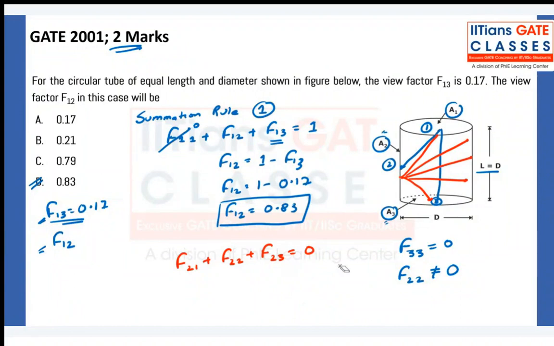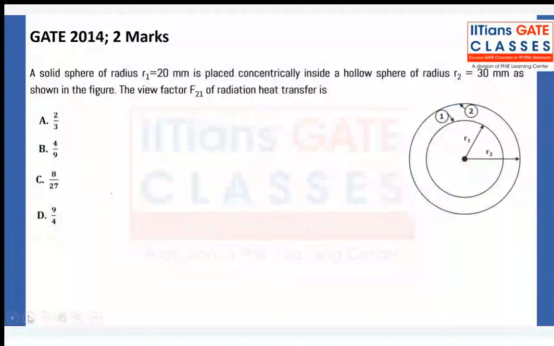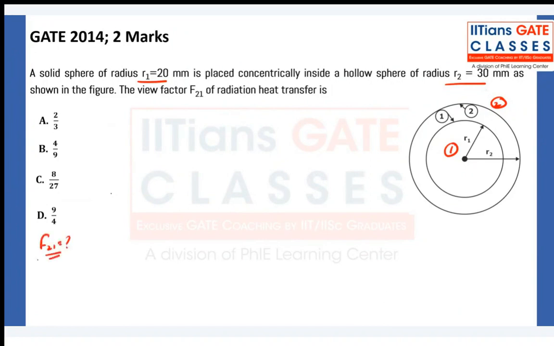Next question. A solid sphere of radius R1. Look, in most questions they will give you the notations. If they are not giving, then you can take anything. Let's say inner is 1, outer is 2. R1 is 20 and R2 is 30, as shown in the figure. The view factor F21 I need to find out. I know that you can find it before me, so solve it very quickly and tell me the right answer.